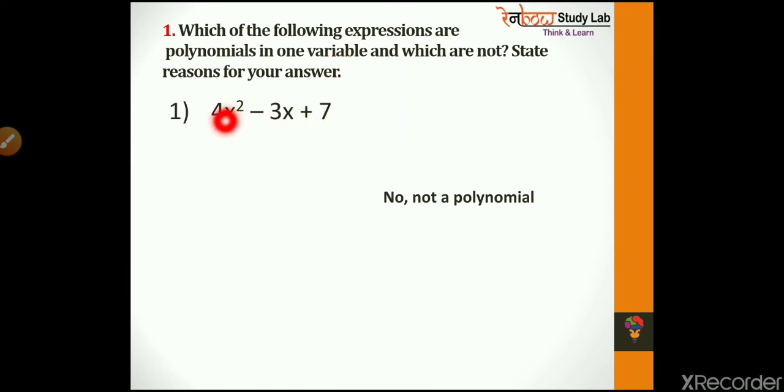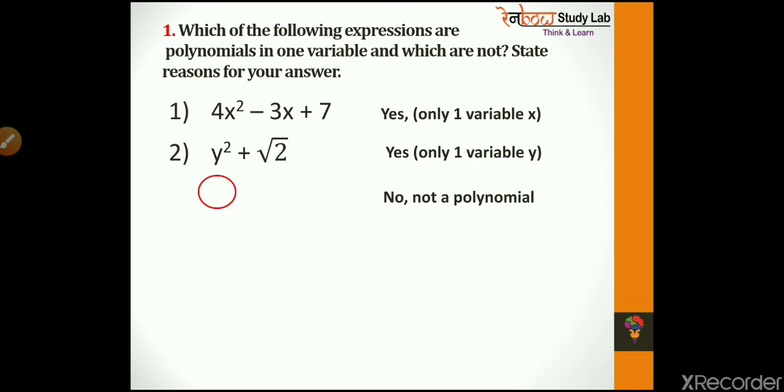Okay, like in this question, x square and x. Here the variable is only one, only x, but it is repeated. So the first one, because the power of variable is a whole number, here it is 2, here it is 1, so it's a polynomial, and also only one variable is there, so the answer is yes. Second, here only y, one variable is there, and the variable's power is a whole number. You can see the variable's power is a whole number, so yes, it's a polynomial.